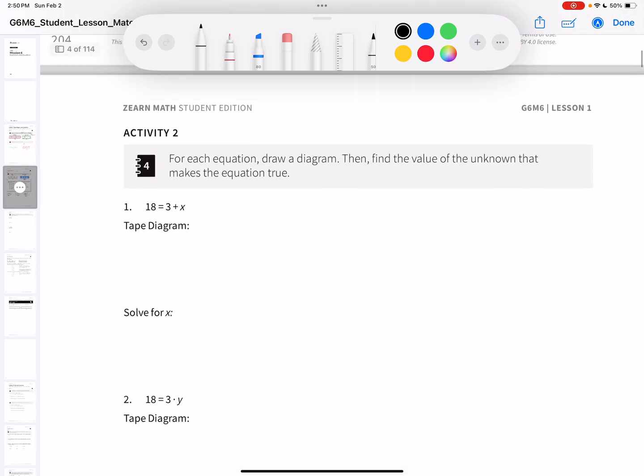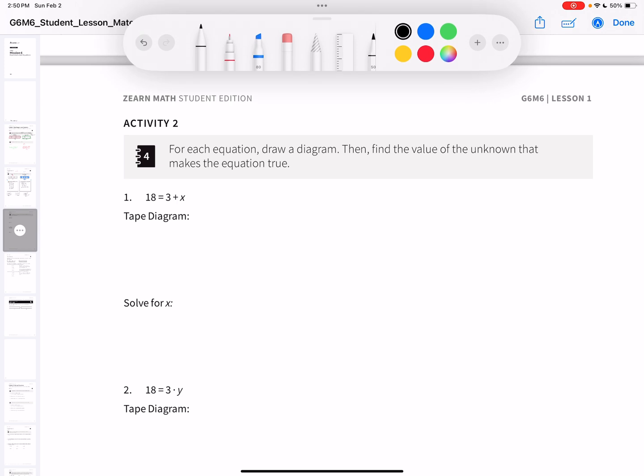All right. For each equation, draw a diagram. Then find the value of the unknown that makes the equation true. So we're going to draw a diagram. 18 equals 3 plus x. So we have a 3 plus something else, and I drew it big because it all has to equal 18, and 3 is kind of tiny. All of that, 3 plus x has to equal 18. So that's like saying if I have 18 and I take away the 3, what do I have left over? Well, just x. So I can do 18 minus 3 to get me what x is.